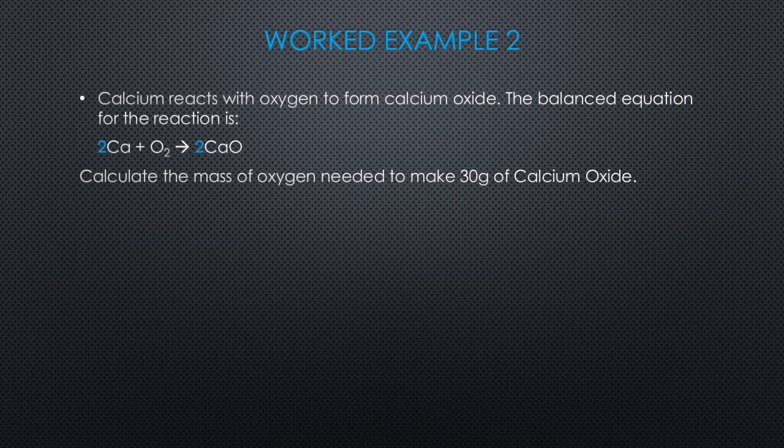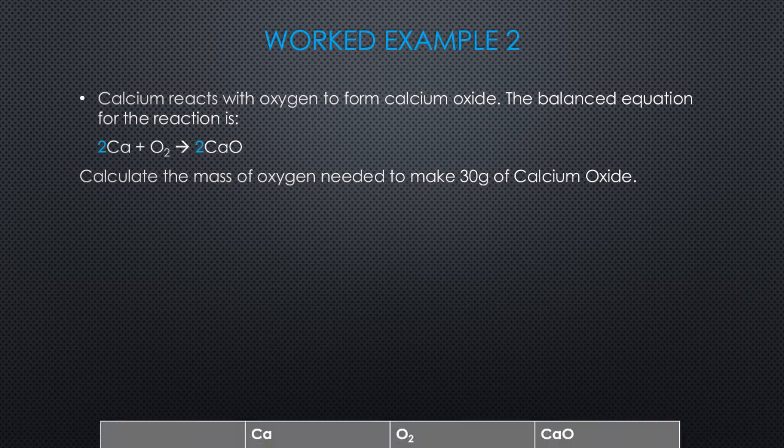Let's look at calcium oxide. The formation of calcium oxide. Calcium reacts with oxygen to form calcium oxide. The balanced equation for the reaction is: calculate the mass of oxygen needed to make 30 grams of calcium oxide.